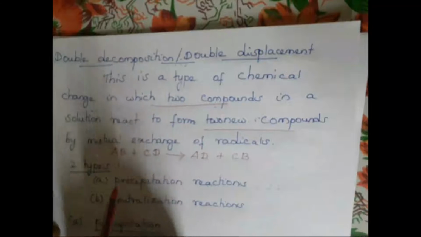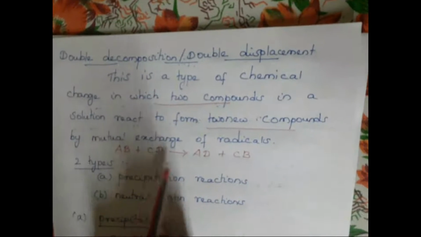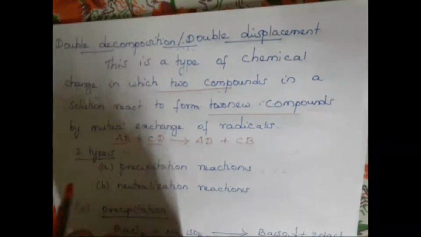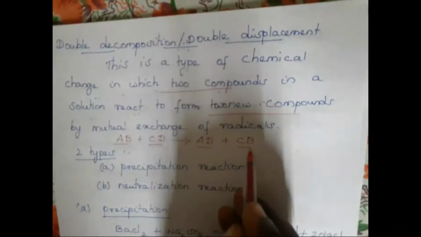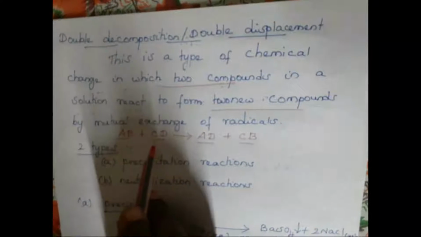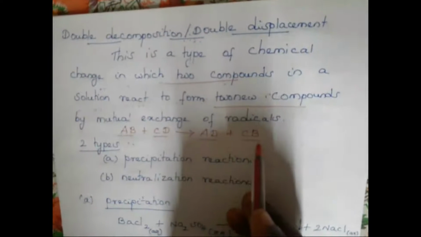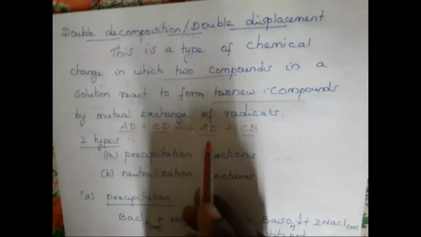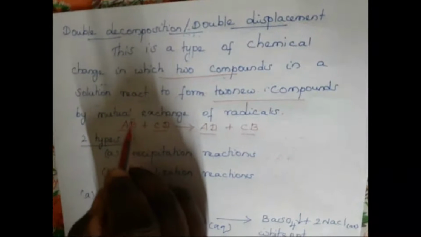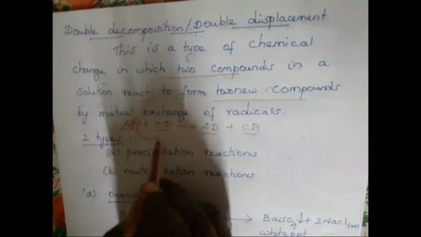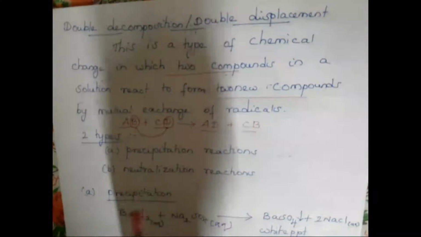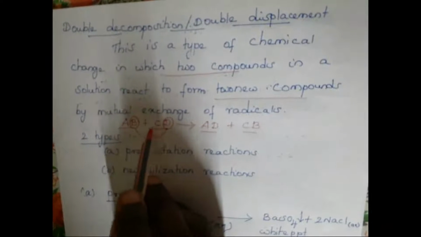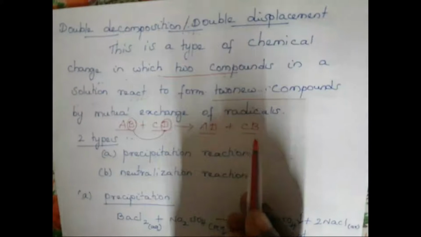So let us see an example for this. AB plus CD gives AD plus CB. Look at here. AB and CD are compounds. AD and CB are also compounds. So two compounds are present in the reactant side, two compounds are present in the product side. Look at this hypothetical equation. What's happening here? This B is replaced by this D. Right? So we are getting the compound AD, whereas this C and B are combining together and form CB.